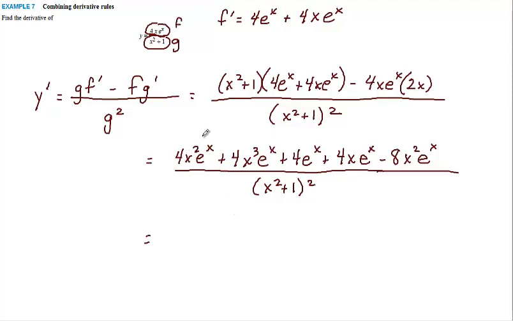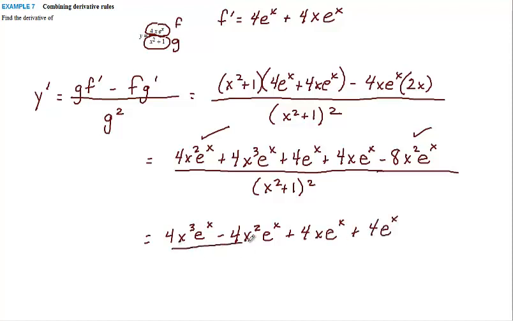Looks like this guy and this guy are like. I'm going to write the x cubed guy first though. 4x cubed e to the x. I'll write the x squared guy next. Minus 4x squared e to the x plus 4x e to the x. I like to write them in order. I'm sorry, it's very compulsive. All over x squared plus 1 quantity squared.